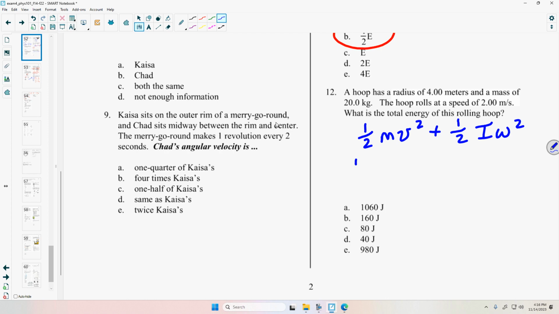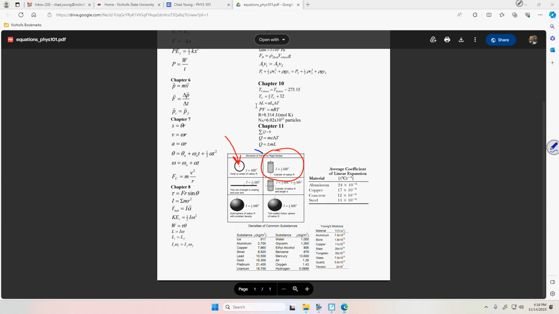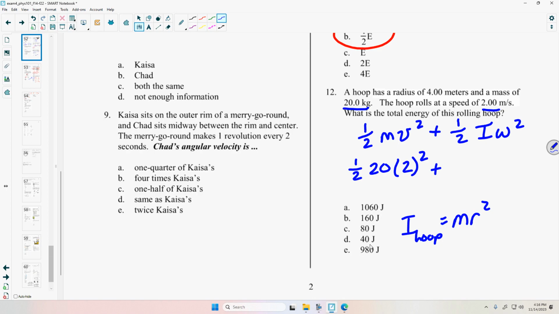So 1/2, the mass is 20 kilograms. The speed is 2 meters per second, squared. It's given there and there. And then I need to do a little work. So I, for a hoop, is equal to mr squared. Just to remind you, go over to that table. This is the hoop, mr squared. That's equal to 20 times 4 squared.